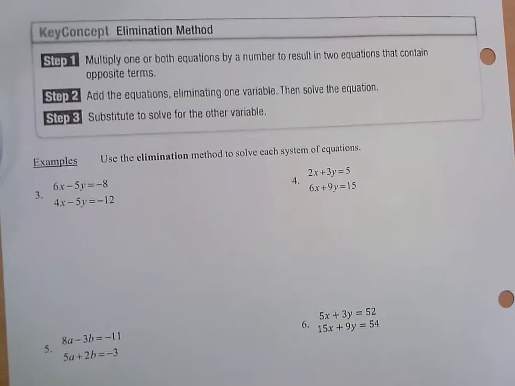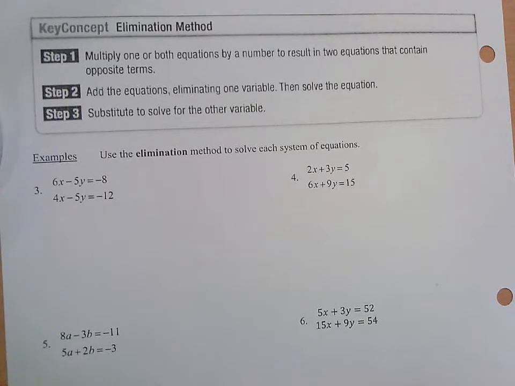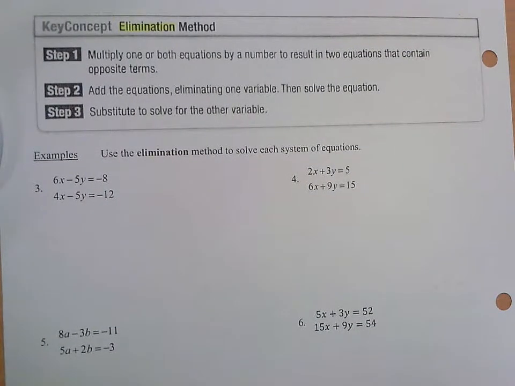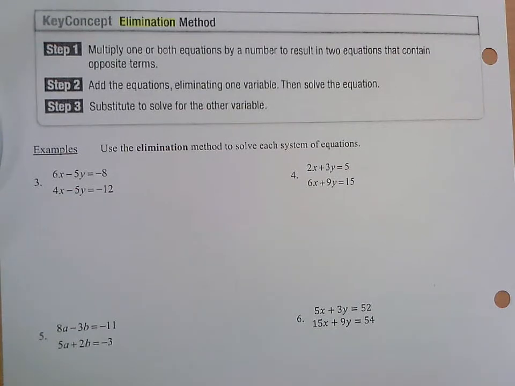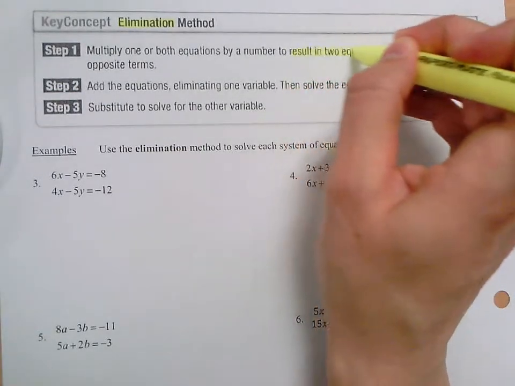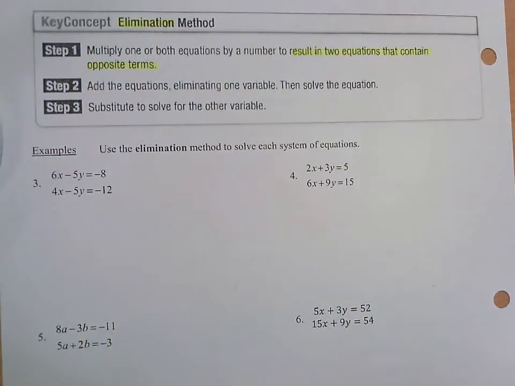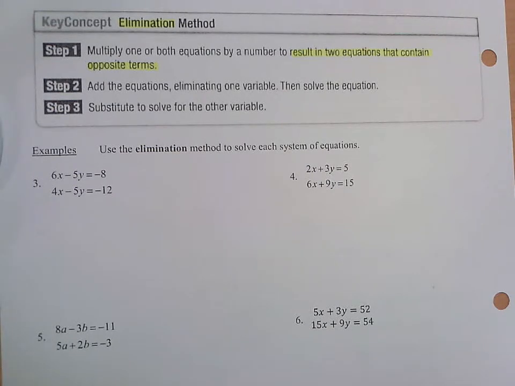Otherwise, we'll move on to the elimination method. This can also be called the linear combination method, depending on how you're familiar with it from Algebra 1. But this is where, just like the name suggests, you're trying to eliminate one of your variables by either adding or subtracting your two equations together. So in step 1, if you have to, multiply one or both of your equations by a number to result in two equations that contain opposite terms. So you're trying to eliminate x or y by getting their terms to be opposites.